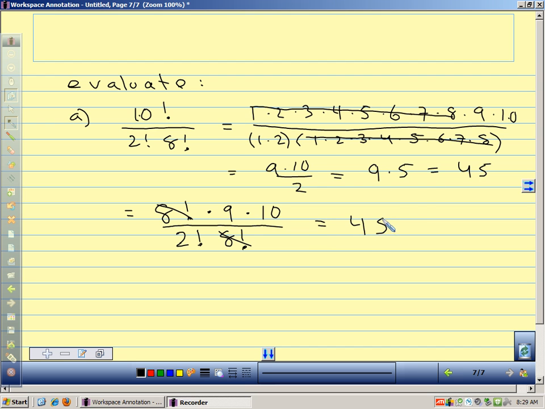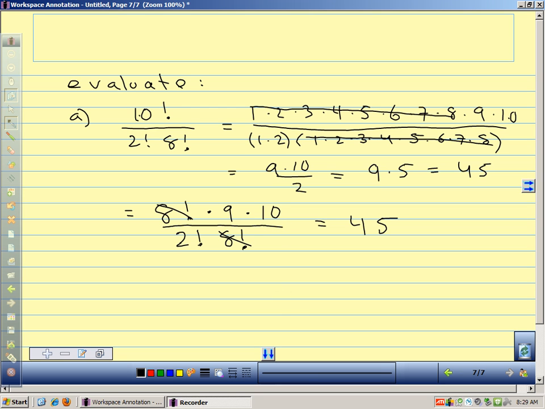So that's just 45. If you write it all out, you will definitely see it. If you can start recognizing that 10 factorial is 8 factorial times 9 times 10, you end up with this nice cancellation with factorials when you have fractions. Here I divided 10 by 2 to get my 5. Same thing here. 2 factorial is just 2 times 1, and that divides the 10 to give me 5.